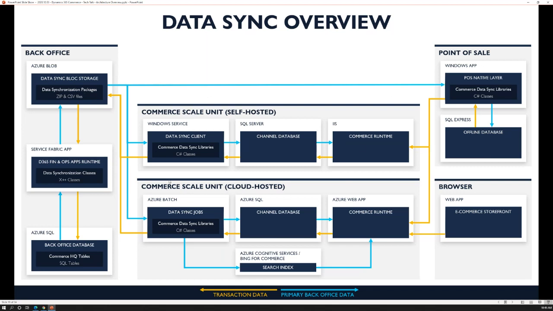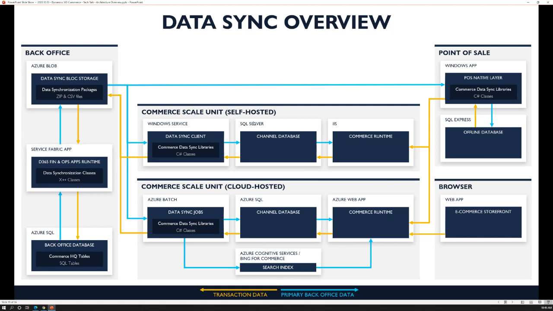The easiest one is obviously the Commerce Scale Unit, the cloud-hosted component. We have an Azure batch service running on the Commerce Scale Unit that periodically connects to this blob storage, downloads the data, and uses a set of Commerce data sync libraries, which are C# classes, to synchronize that data down to the channel database, where it's made available by our Commerce runtime that's exposed to all the different client experiences. But at the same time, we also use the exact same data sync framework to power our Azure Cognitive Services or Bing for Commerce search indexes.